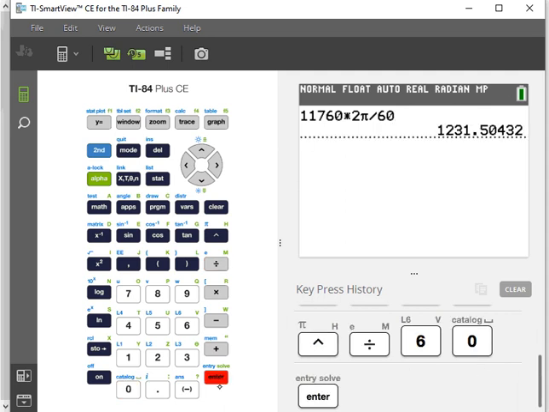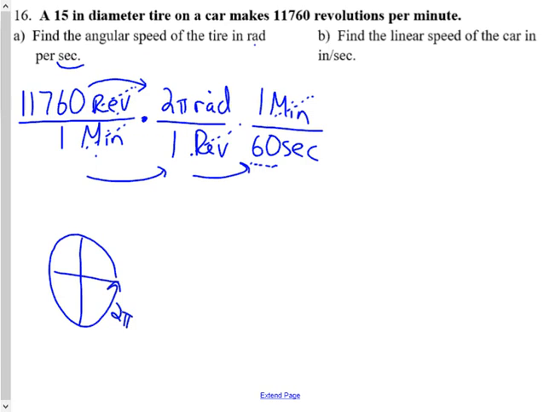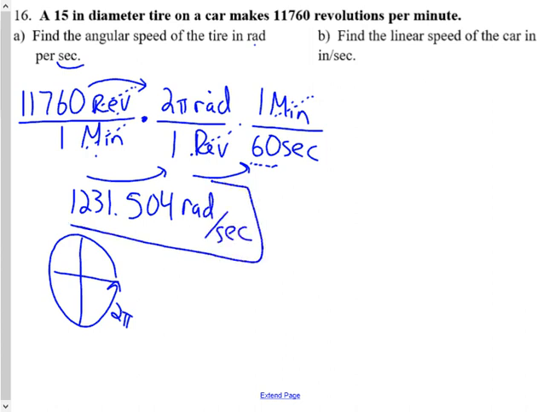That gets us 1,231.504 radians per second. We're not leaving it in pi because I put pi in there. So 1,231.504 radians per second. Now that's always worked better for me than the formulas they have, and I'm usually a formula person, so that's telling me something.